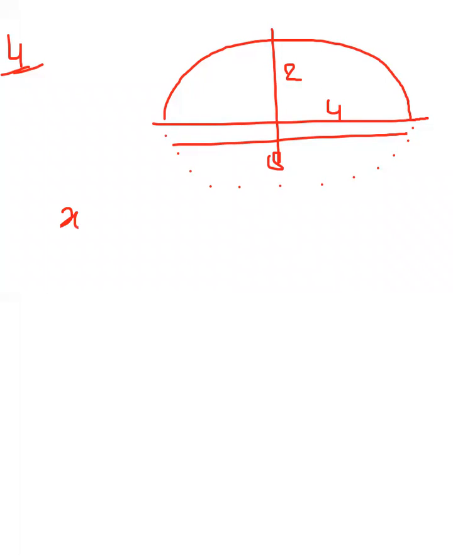Now the equation of the ellipse will be x square upon a square plus y square upon b square equals 1. Here a is 4 and b is 2. So putting that in, x square upon 4 square plus y square upon 2 square equals 1. So we get the equation of the ellipse.